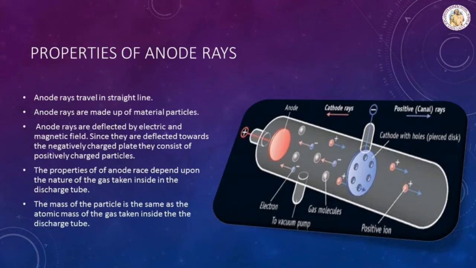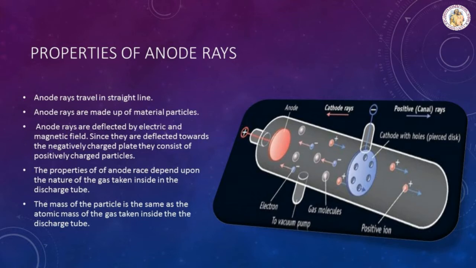Properties of anode rays. Anode rays travel in straight lines. Anode rays are made up of material particles. What is meant by material particle? It has less mass and never travels with the speed of light. Anode rays are deflected by electric and magnetic fields. Since they are deflected towards a negatively charged plate, they consist of positively charged particles.